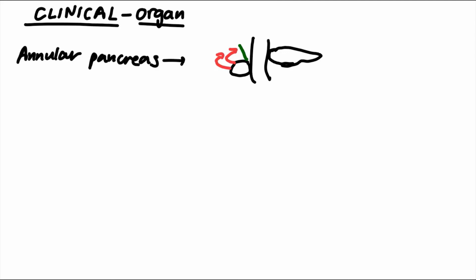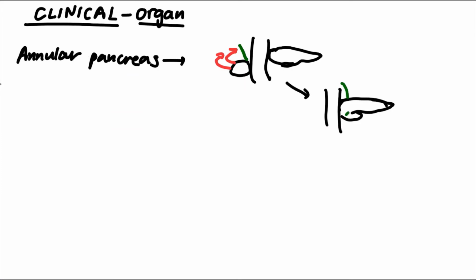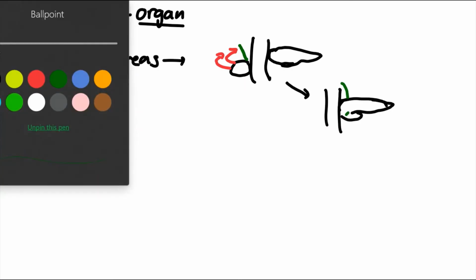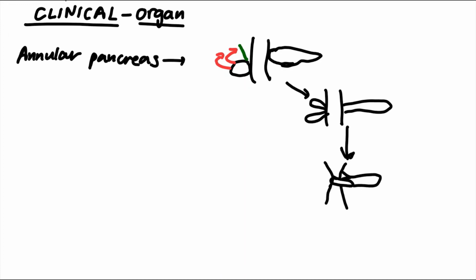So during development, the foregut rotates, and this will also rotate the ventral bud, and it will join with the dorsal bud, and they will fuse together to form the pancreas. This is what happens normally. But if the ventral bud splits into two segments, then the two segments will rotate, and it might constrict the foregut, the duodenum, and this part of the duodenum may undergo atresia and may not be present at birth.